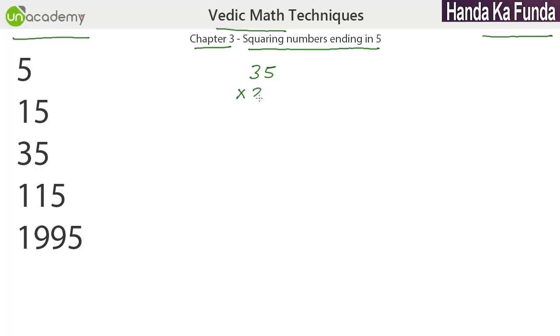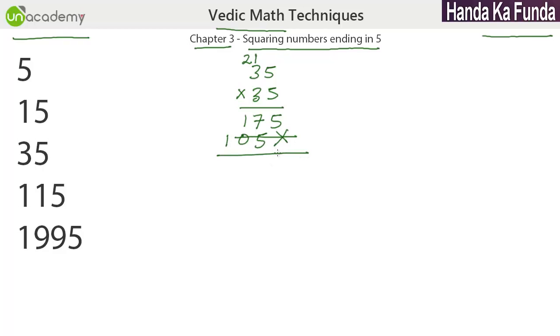You will write down 35 into 35. Then multiply it individually. 5 into 5 is 25, so 5 with a carryover of 2. Then 5 into 3 is 15. 15 and 2 is 17. You will write down 17. Then what will you do? Then you will write down 3 into 5, put a cross here. 3 into 5 is 15. So 5, carry over 1. Then 3 into 3 is 9. 9 and 1 is 10. So you will write down 10.